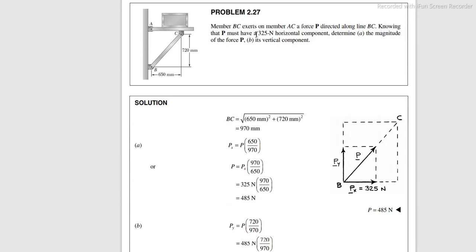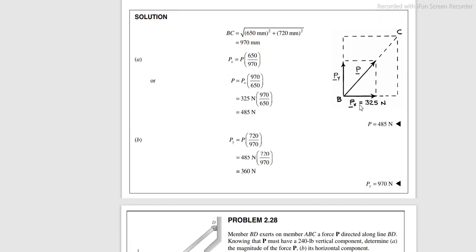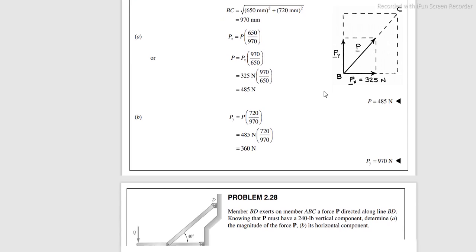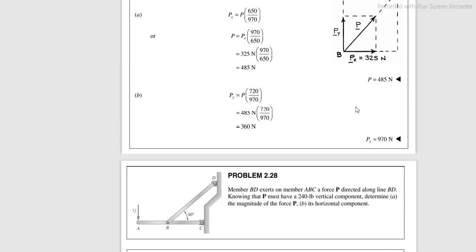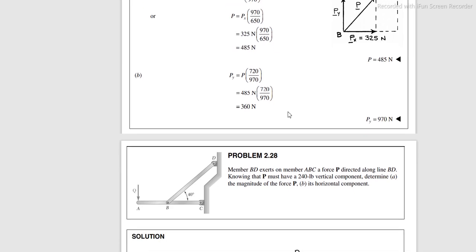And problem 2.27. Member BC exerts on member AC a force P directed along line BC. Knowing that P must have a 325 Newton horizontal component, determine the magnitude of the force P and its vertical component. The vertical component is Py, and the horizontal component is Px.